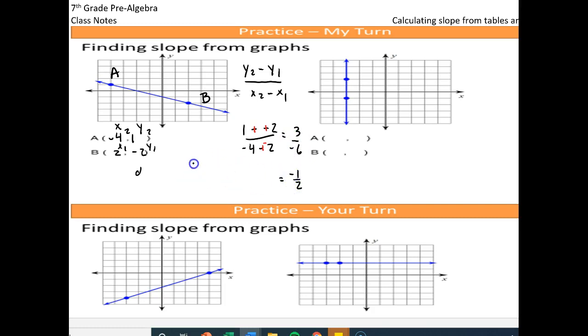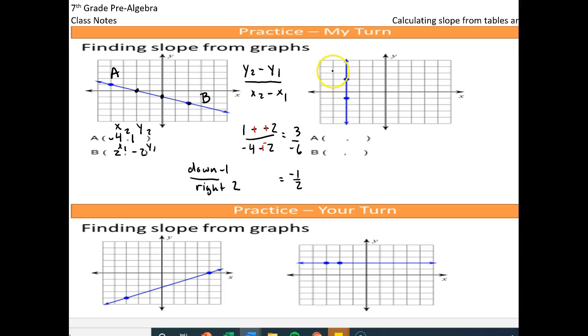which can get simplified to -1 over 2, which means you go down 1 and right 2 for your slope. And that makes sense because if I go down 1 and right 2 here, I end up at another point. Down 1, right 2, I end up at point B. So that's an easy way to prove that your slope is actually correct. Also, you got a negative slope here, so your line is a negative sloping line. Everything checks out.